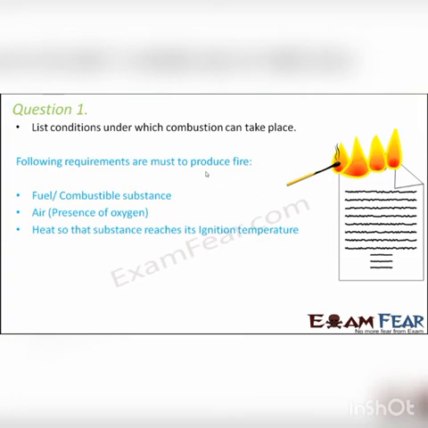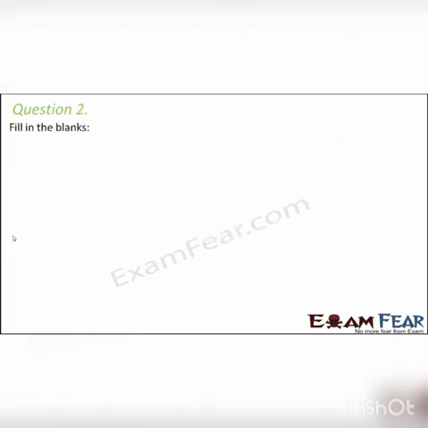So this heat will increase the temperature of the substance so that it can reach its ignition temperature. Ignition temperature varies for each substance, and it is that minimum temperature at which a substance catches fire. So these are the three things which are extremely necessary for combustion to happen. Question number 2. Fill in the blanks.